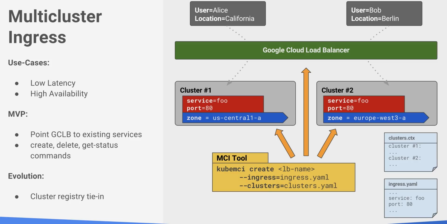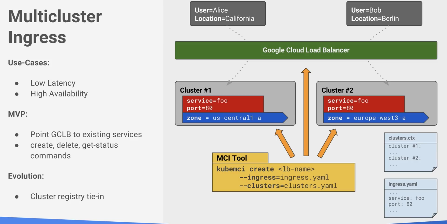Now how kubemci works is, it has a kubemci create command where you can give it a name, your Kubernetes ingress definition as ingress.yaml, and a list of clusters in clusters.yaml. If you run this command, kubemci creates the ingress in all the clusters, in this case in both cluster 1 and cluster 2, and then configures Google Cloud Load Balancer to send the traffic appropriately. To pass it the list of clusters, you can give your existing kubeconfig, or in future, we want to integrate with Kubernetes cluster registry.